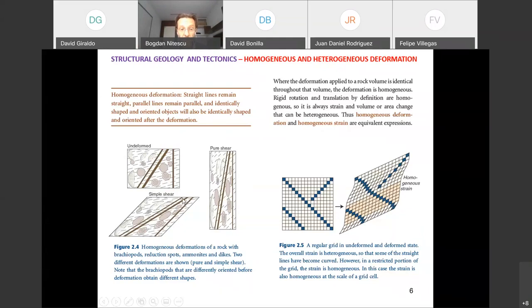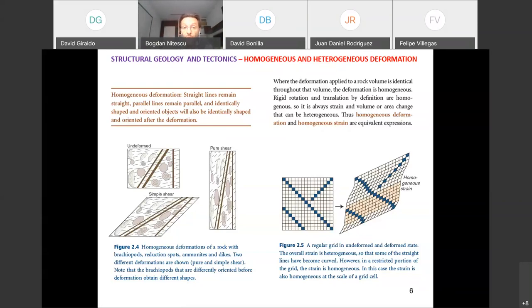So let's look at the definition. Straight lines remain straight. Parallel lines remain parallel. Now look at identically shaped, look at these two ammonites, and identically oriented. So the same orientation, the same shape, of course deformed. But when you compare the two, here in the deformed state, they have the same shape and the same orientation. If not, if they were not the same orientation, then they would be different. So this is, I think, a concept that is not difficult to understand, homogeneous deformation.